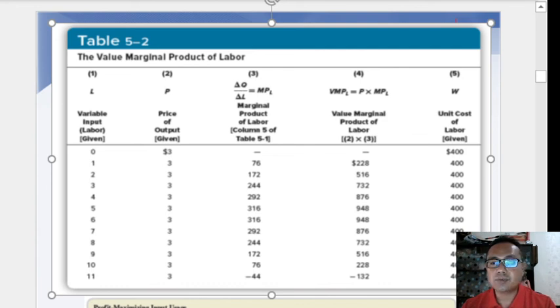So in the range of diminishing marginal product, the profit maximizing input usage rule defines the demand for an input by profit maximizing firms.